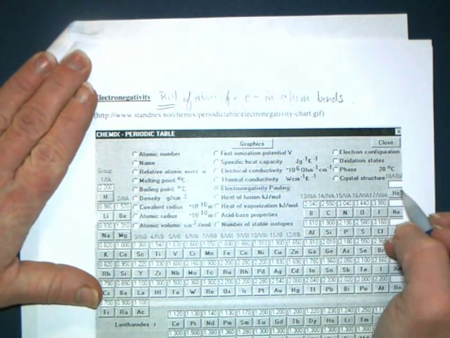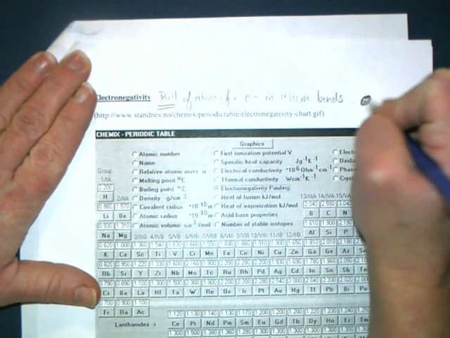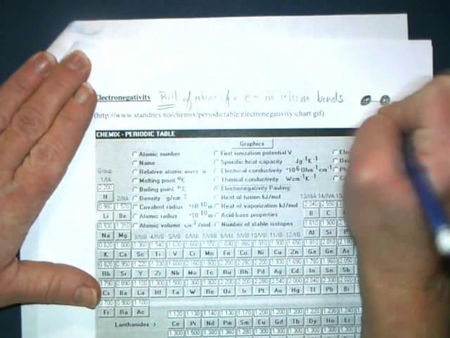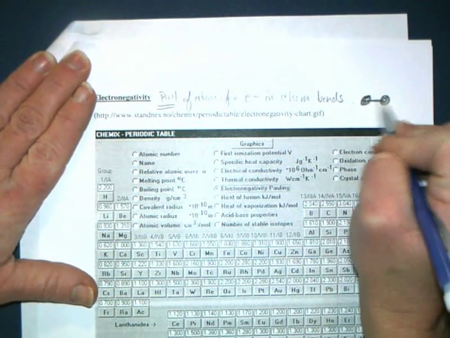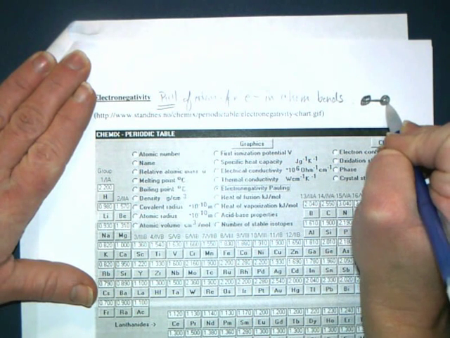It's a tug of war. It is a tug of war when they are sharing electrons, because even though they're both winning, they're going to try to hog them.